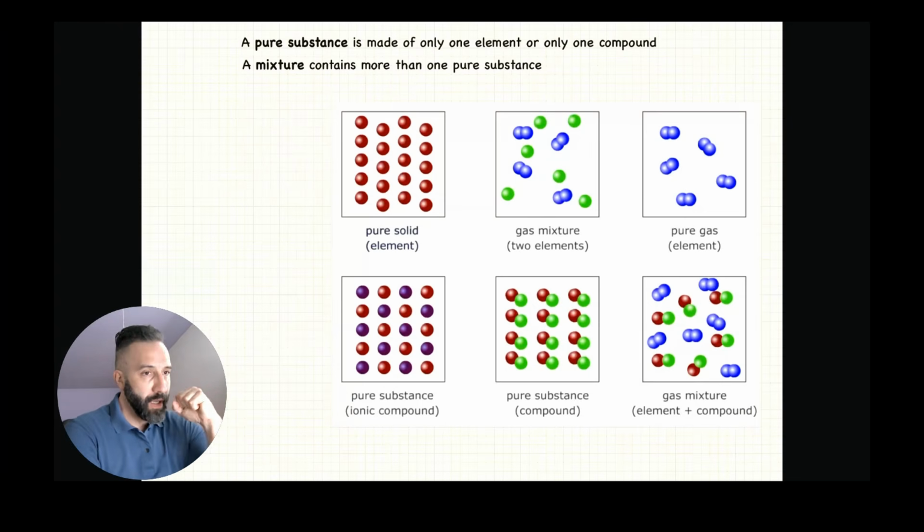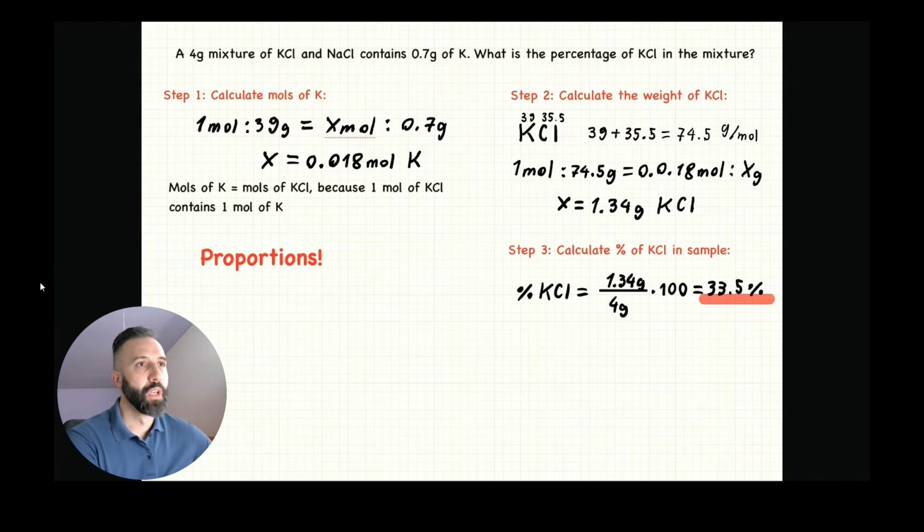Now, when we have mixtures, we still use a lot of moles and grams and conversions and percentages, but this question is just slightly different. So let's do a couple and see what that gets us. Check this out. It says a 4-gram mixture of KCl and NaCl contains 0.7 grams of K. Only K. What is the percentage of KCl in the mixture?